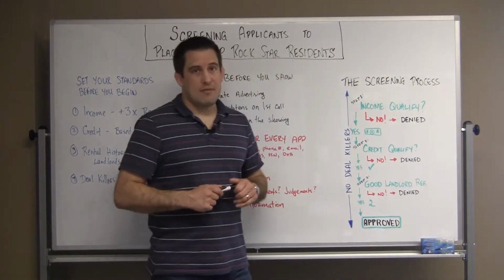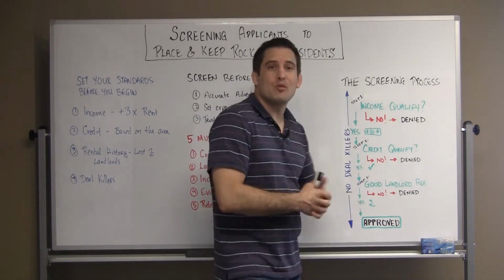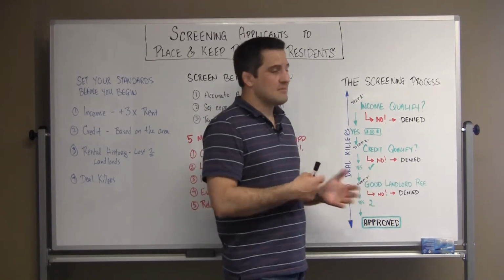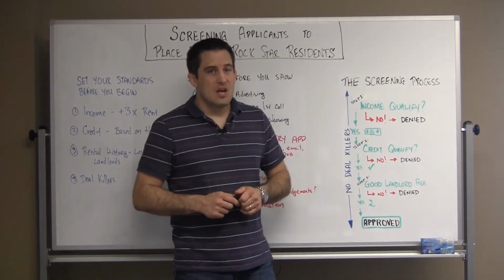Well, now we know they've got quality income, they qualify with their credit. Do they have good landlord references? Yes or no? If so, great, you got an approved tenant. It's awesome, you ready? Get them moved in. Obviously, we're going to make sure that there's no deal killers.